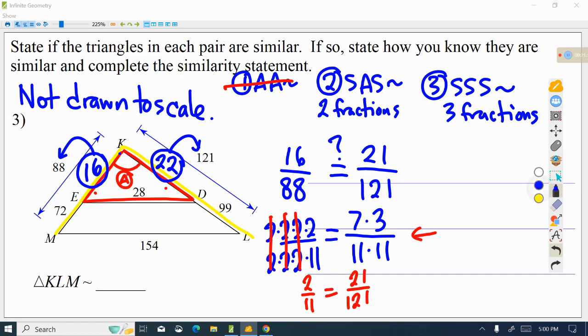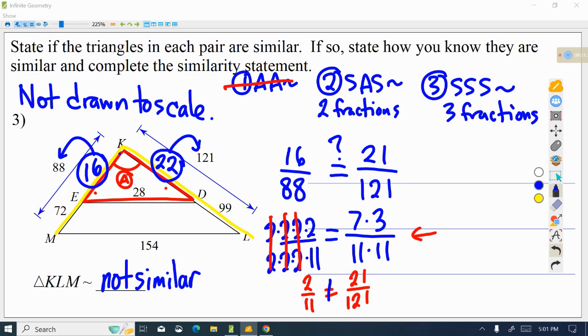Okay? These two fractions are not equal. All right, they're not equal to each other. They're both in lowest terms, and they don't look identical. So that tells us they're not the same. So therefore, we know that these two triangles are not similar here. Okay?